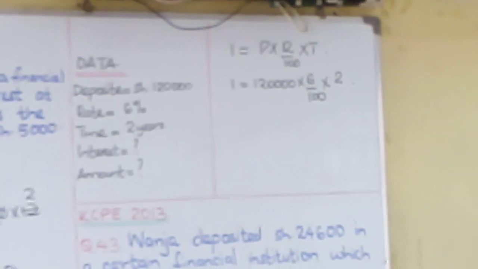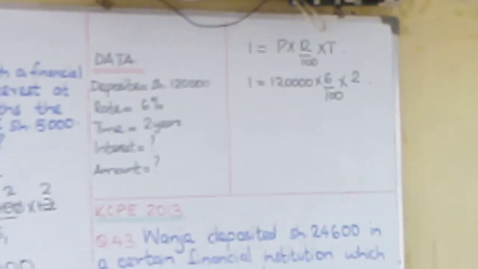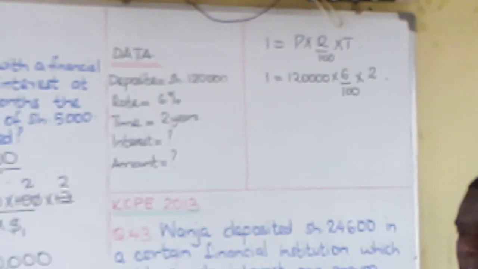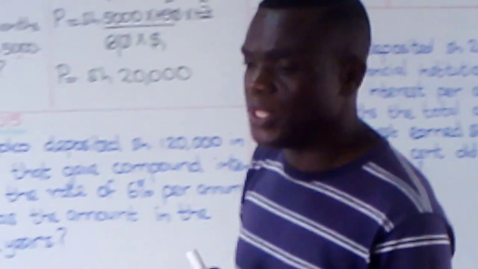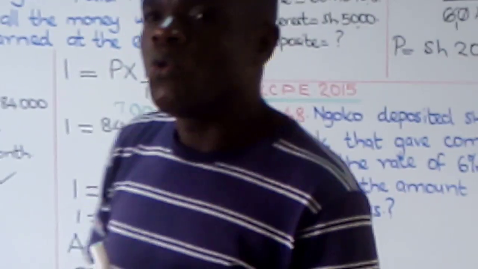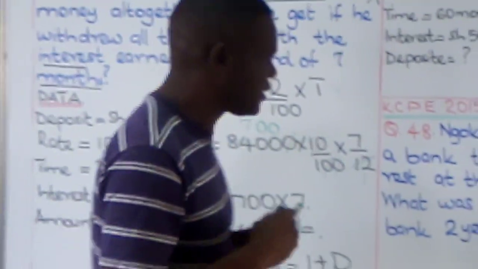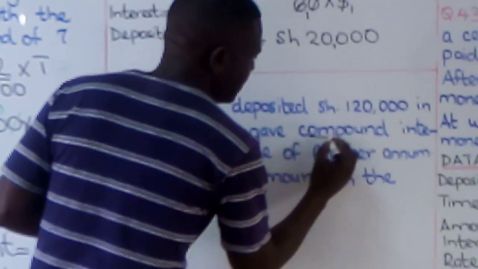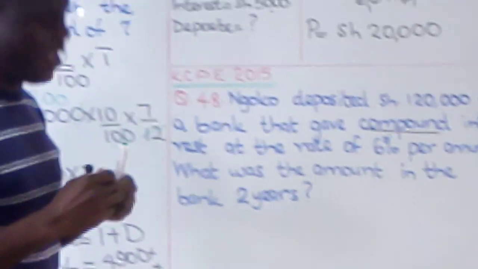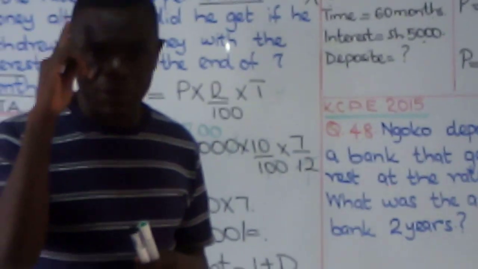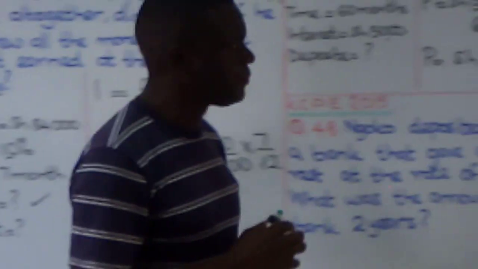Remember, that is compound interest, boys and girls. So we cannot write 2 years. So we will calculate annually in compound interest. We calculate annually, boys and girls, and so we will multiply by 1 year each.